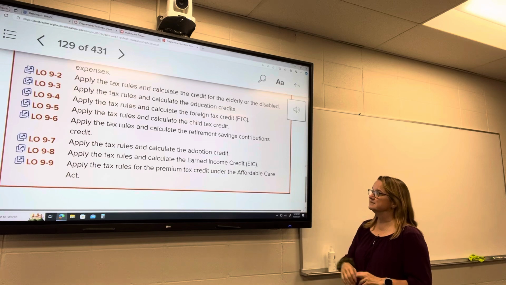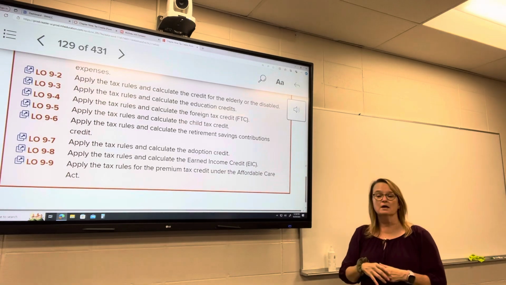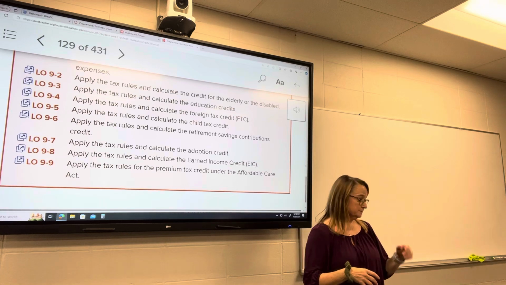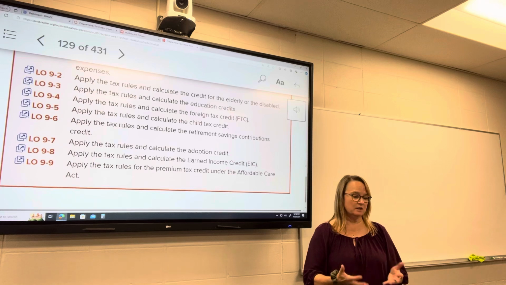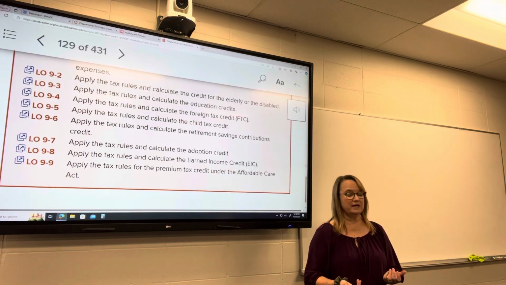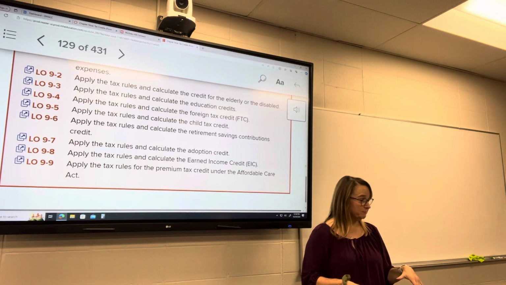And then the premium tax credit under the Affordable Care Act, so this is otherwise known as Obamacare. Depending again upon your income, you may qualify for assistance with paying health insurance premiums as long as you buy them through the health insurance marketplace.